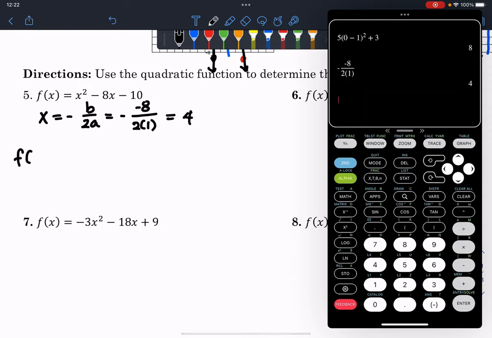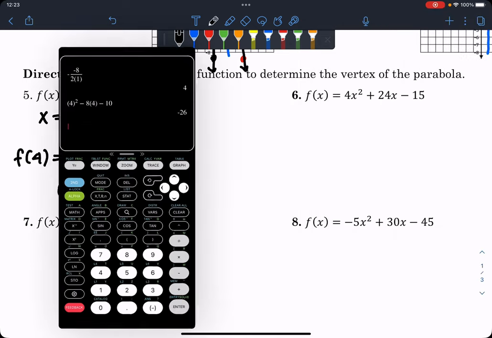And then plugging in that value of 4, we're now going to get the y coordinate of the vertex. So 4 squared minus 8 times 4 minus 10. And that's equal to negative 26. So our vertex is at positive 4, negative 26.